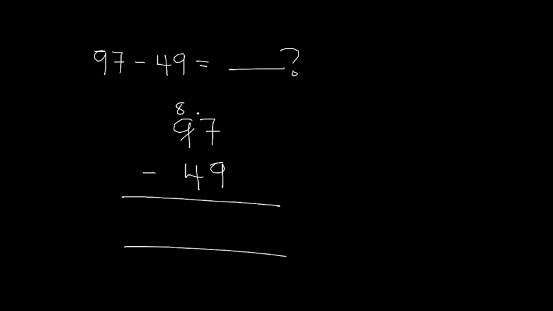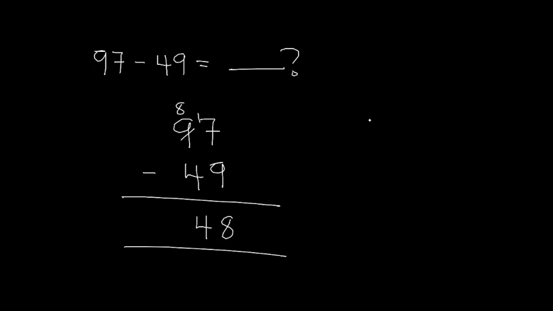That 1 added to the 7 becomes 17. Because the 1 that we borrowed is 10. It's from the tens column, so it becomes 10. Plus 7 becomes 17. Now 17 minus 9, that will give me 8. So I have here 8. Now I am left in the tens column with 8 and 4. 8 minus 4 will give me 4 over here. So my answer is 48.